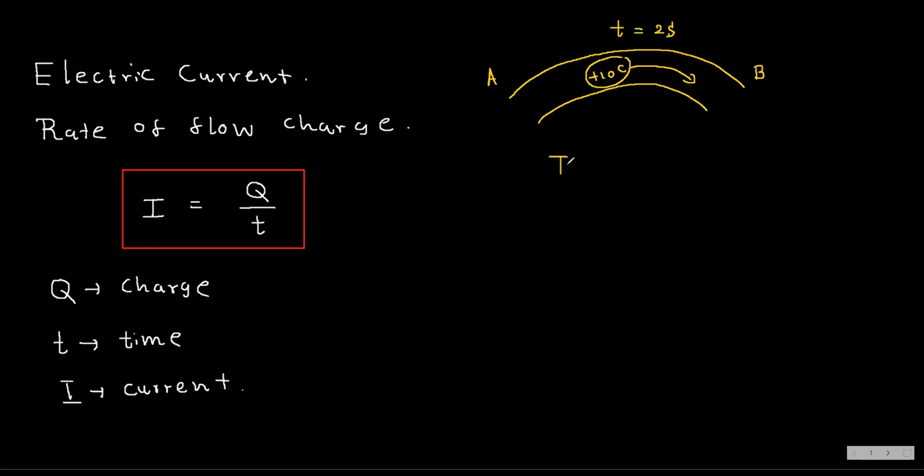I'm going to apply I equals Q over T. Q is 10 coulombs divided by T is 2 seconds. So I can have 10 over 2. The answer is 5 coulombs per second. There is another unit for coulombs per second. It's called ampere.